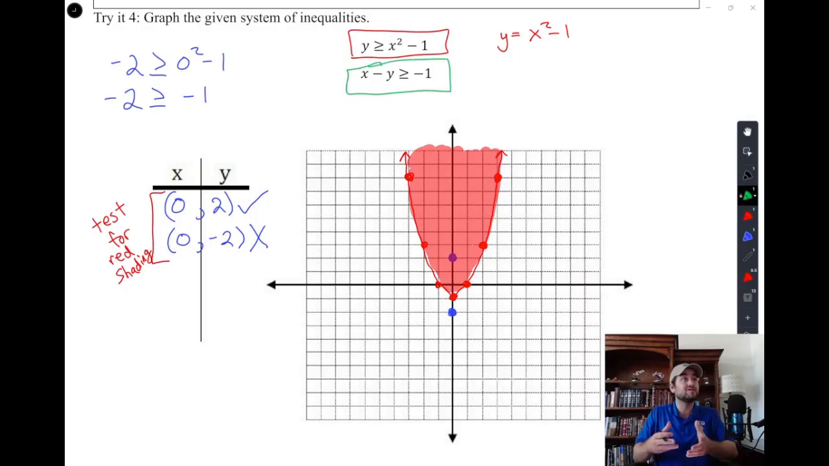And we'll say this looks just like a line if we do some manipulation. So I'm going to do a little bit of manipulation first. I'm going to say x minus y is greater than or equal to negative 1. I'll move the y over and say x is greater than or equal to y minus 1. Then I'll move the 1 over and say y is less than or equal to x plus 1.